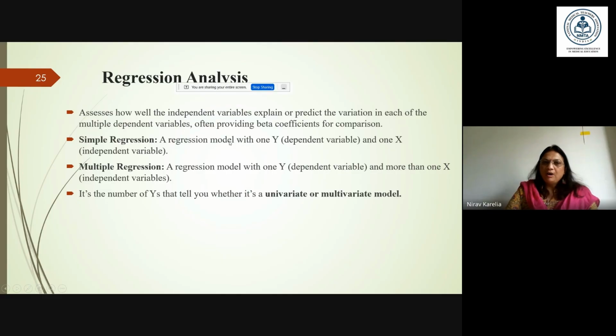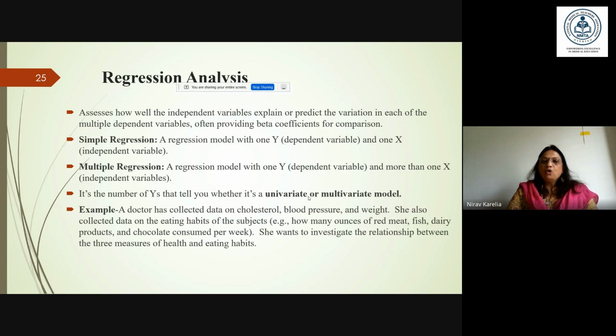So all of you have heard about simple regression and multiple regression. The important thing I highlight here is that multiple regression and multivariate regression are different things. In multiple regression you have one dependent variable, and in multivariate you have more than one dependent variable.